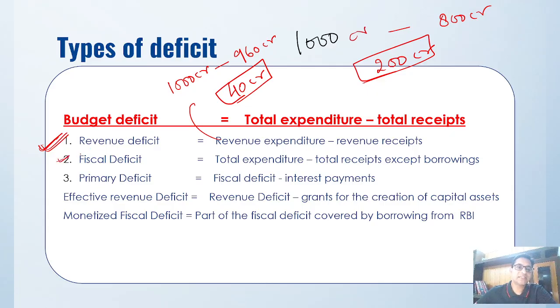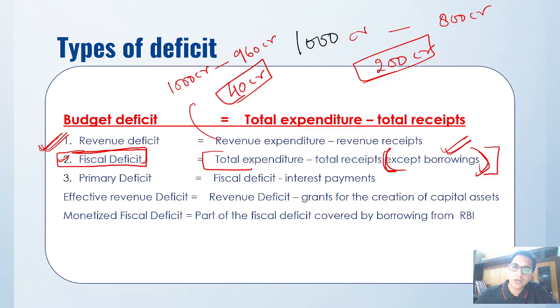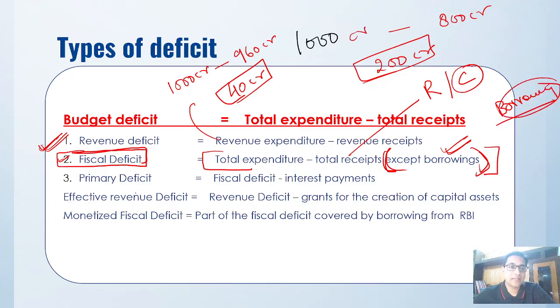Then fiscal deficit is the most important thing that we are discussing. The budget deficit is of three types: revenue, fiscal, and primary. So fiscal deficit is the total expenditure minus total receipts except borrowing. You remove the borrowing part. Total receipts means from where? From your revenue side and from your capital side. But in the capital side, you cannot put the borrowing part. How much you have borrowed, you cannot put over there. Okay, so that is called fiscal deficit.